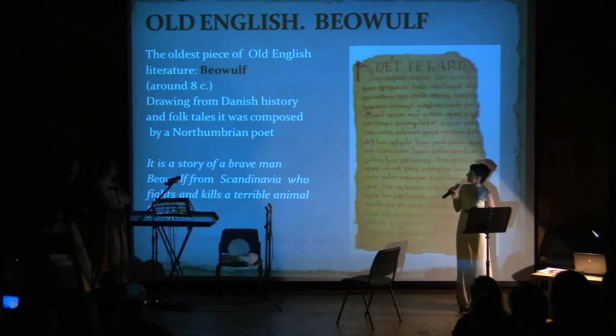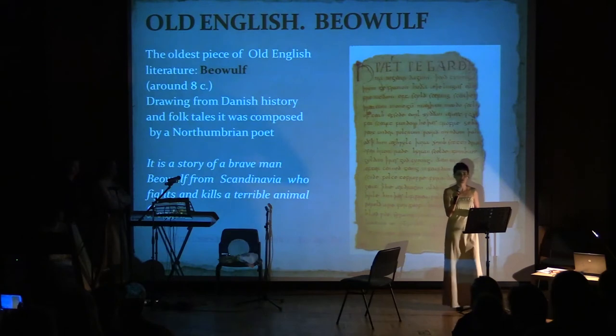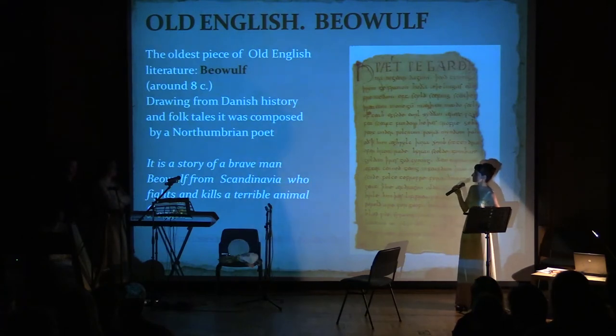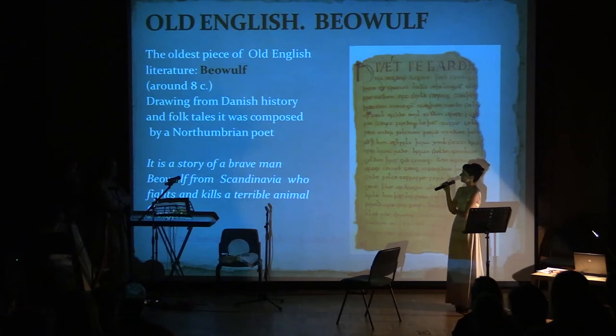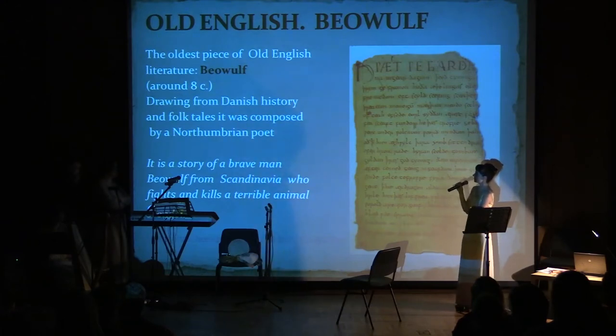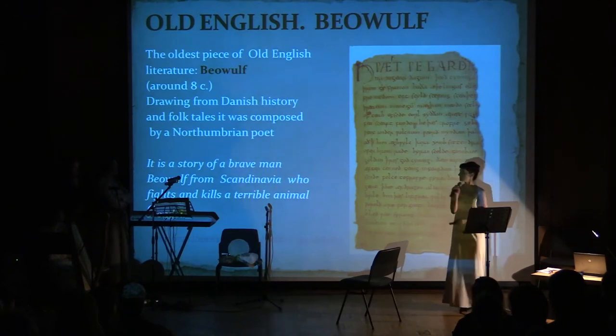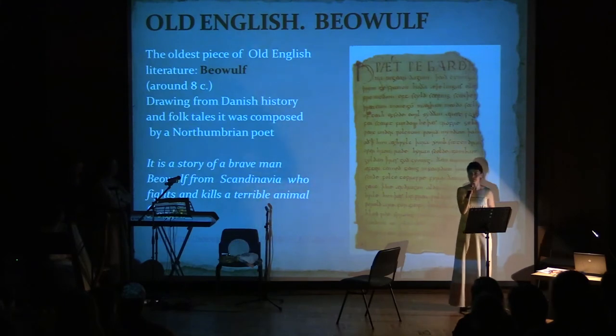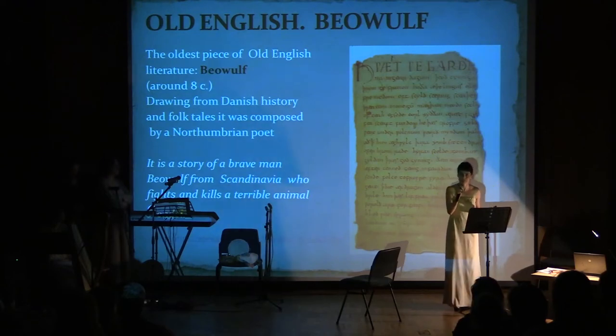Now, a fascinating piece, probably the oldest piece of Old English literature surviving, is, of course, the ballad called Beowulf. It was written around the 8th century. It is basically based on Danish history and folk tales. It was composed by a Northumbrian poet, and it is an interesting story of a brave man called Beowulf, who managed to fight and kill a terrible monster. And this beautiful piece of Old English literature has survived. So we actually have the original scripts. They are kept in the British Library in London.